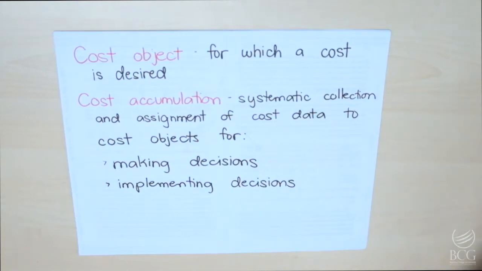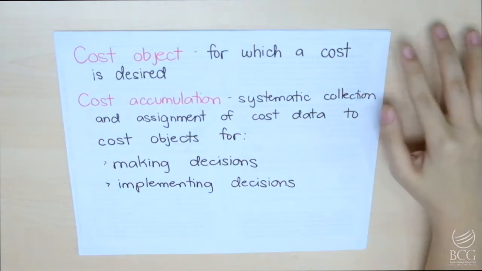So a few other terms are cost object, which is anything for which a cost is desired. This can be a product, an activity, a service, or a department. And we also have cost accumulation, which is the systematic collection and assignment of cost data to cost objects for making and implementing decisions.